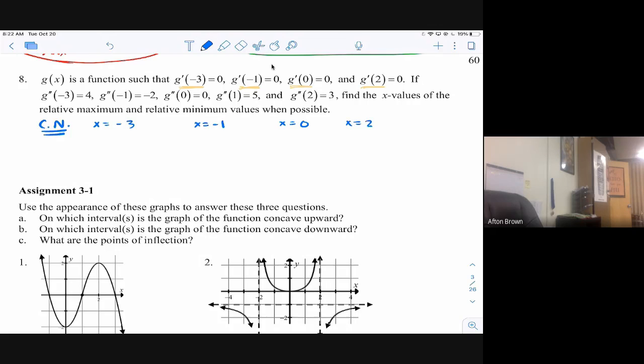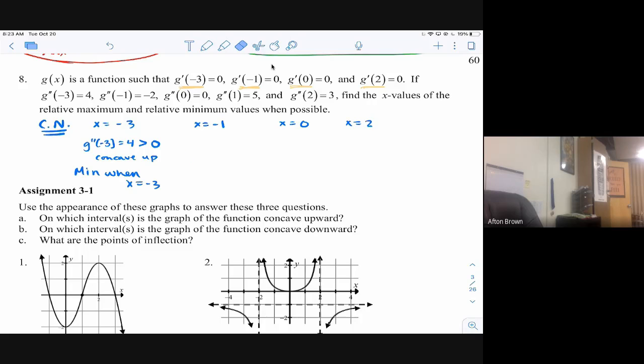So at -3, they're telling us g double prime at -3 is 4. Well, 4 is greater than 0. You have to make that statement. You have to show this comparison. You have to show greater than 0. If it's greater than 0, what else can you conclude? Concave up, good. So you would want to write that down. So it's concave up. I would sketch a little picture. If it's concave up and the derivative is 0, what's our conclusion? It's a min. So I would say it's a min when x equals -3.